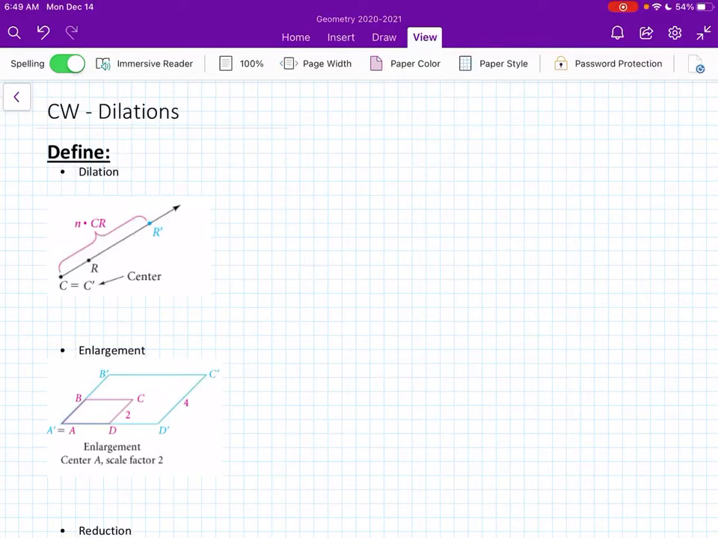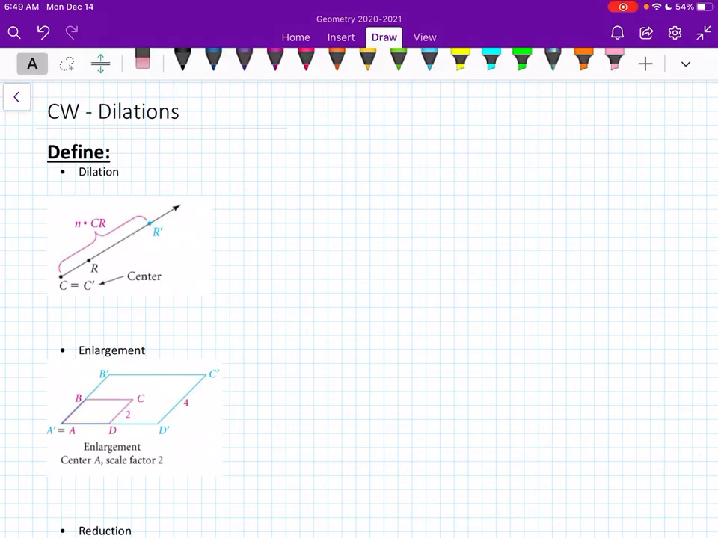Hello, in today's lesson we are talking about dilations. We have some quick definitions to go through and then a few examples, and then you are on your way to work on related homework problems. So what is a dilation?